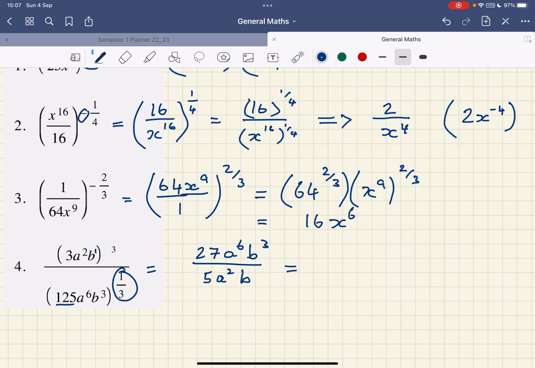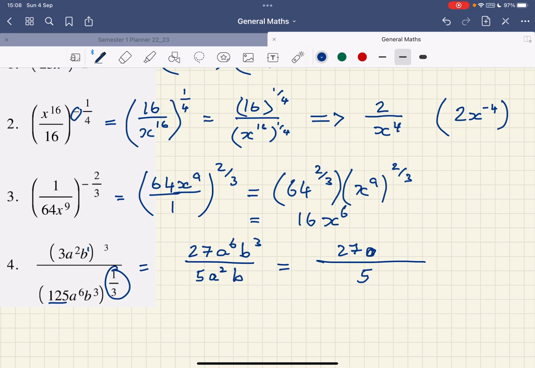Now once I've got those, there's nothing I can really do with 27 over 5. Rewrite this, I can see where I need to come out. 27 over 5, but I can cancel that 2. A to the power of 6, take away this 2, gives me a to the power of 4. And b cubed, and I take 1 away from the power because of that 1 on the bottom, gives me that. Just remember in that rule that a to the power of 6 divided by a to the power of 2 is actually a to the power of 6 take away 2.